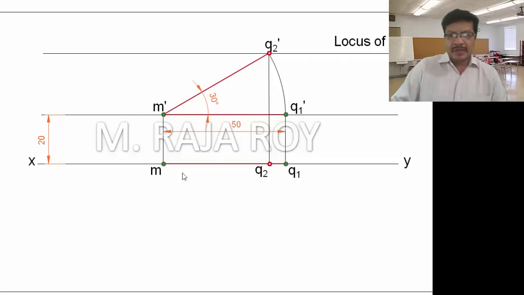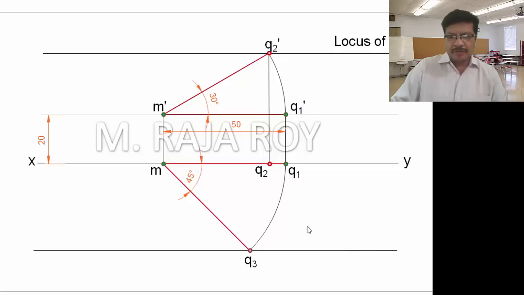Then to represent the inclination with respect to VP, take the inclination from point M, that is 45 degrees. Take M as center, MQ1 as radius, draw an arc. This is Q3. The line passing through this Q3 point will indicate the locus of top views. From Q3, if you draw a projector to the front view, you will get Q3 dash.